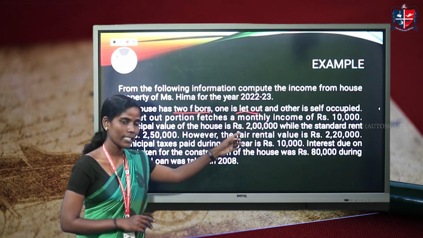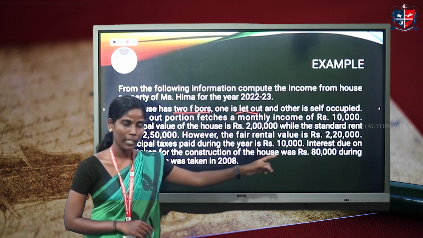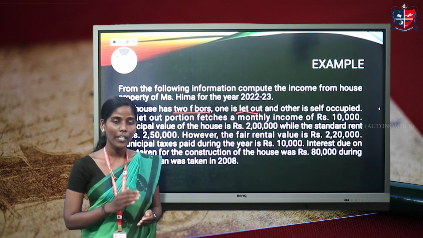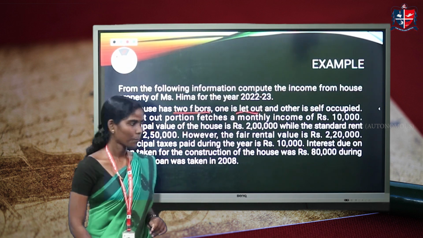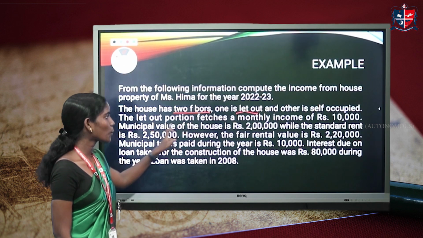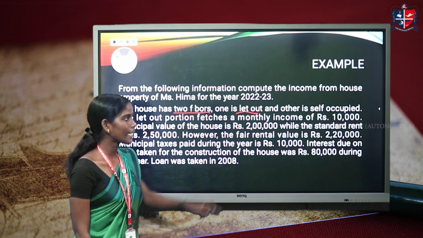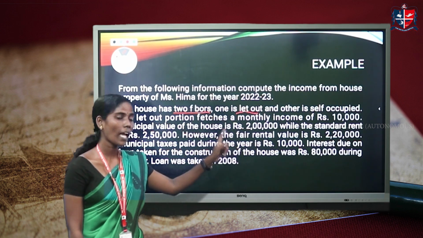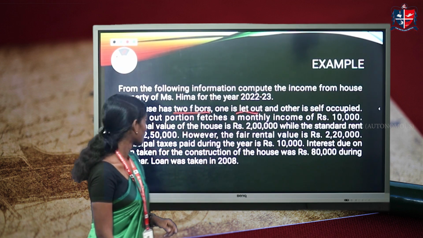First one is let out and the second one is self-occupied. So while calculating the income from that house property, we have to calculate it separately. The let out portion fetches a monthly income of rupees 10,000. That means it is the actual rental value.